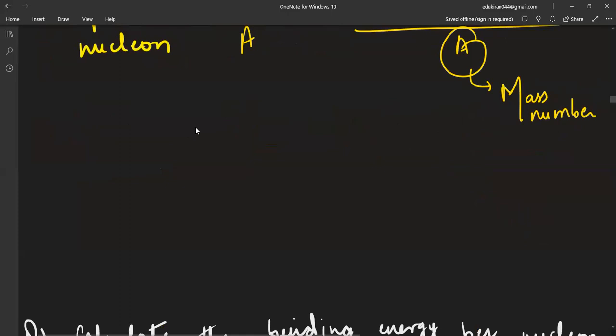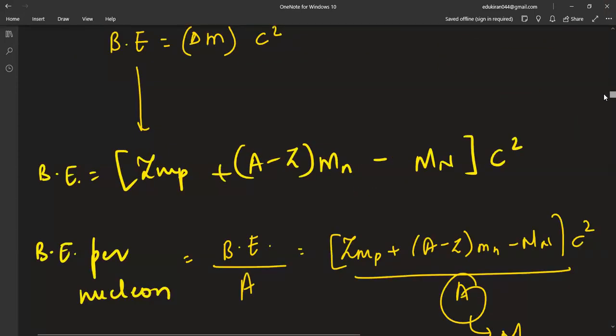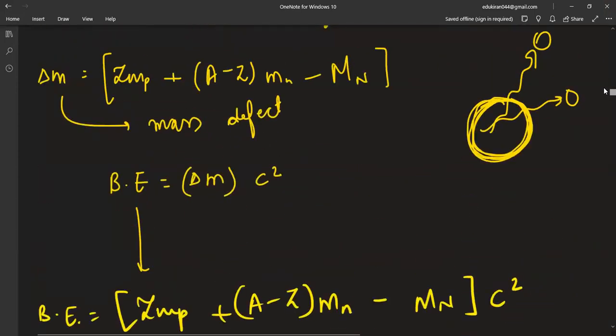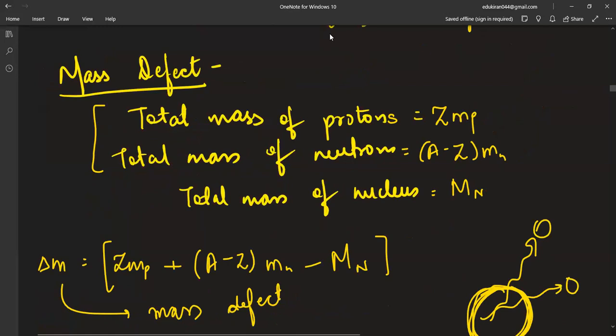So these are the formulas that you have to remember. See, one more thing you can do. Instead of multiplying it by C square and all, calculate the mass defect multiplied by 931 mega electron volts. So you will directly get your answer in mega electron volts. So no need to write C, speed of light, then square it and then multiply it. Write it down. We'll practice a numerical, so this will become clear.